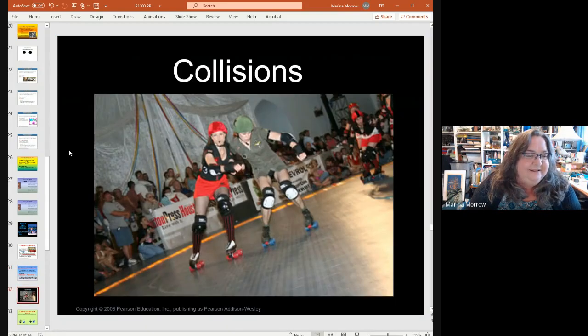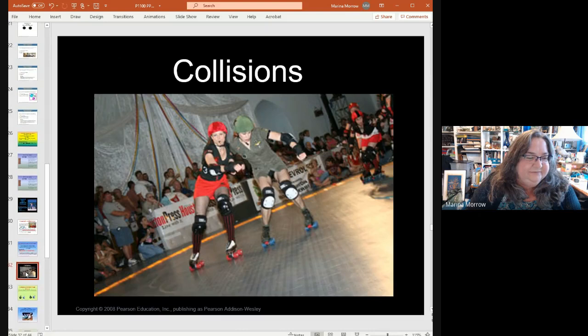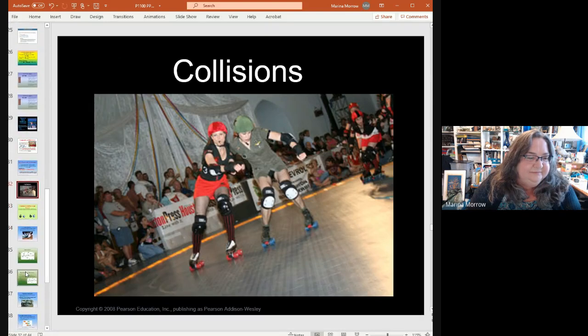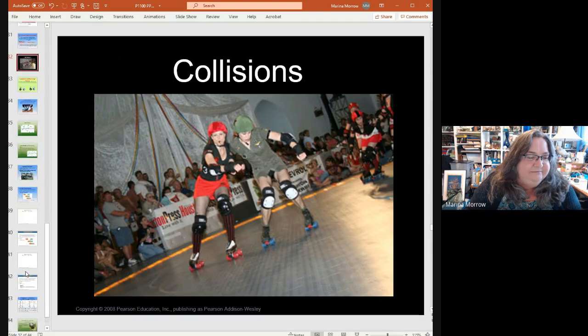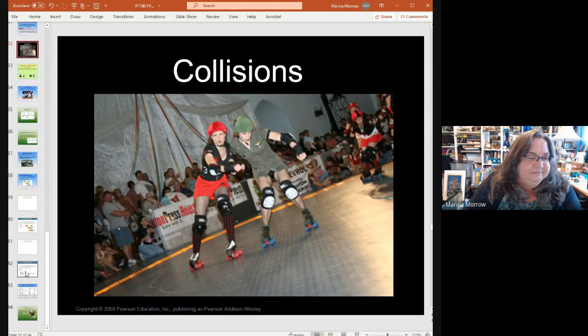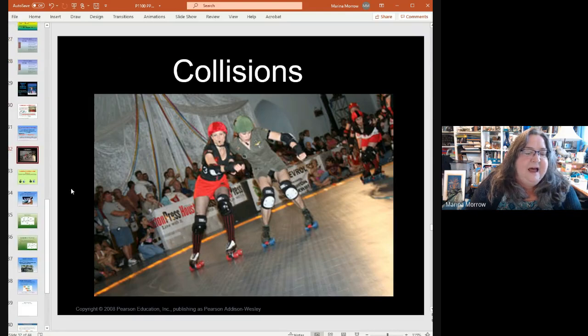Okay, so let's look at collisions. Now, Newton needed to test this, by the way. So what he did was he actually invented what's called the Newton collider. So let's go look at the Newton colliders. We'll look at it in a second. Let's do a little bit of playing around here.